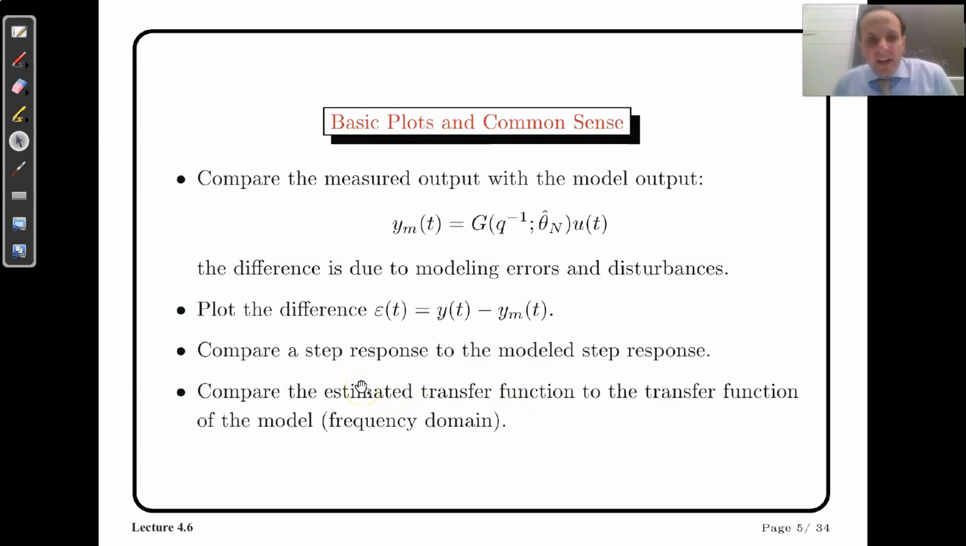Another interesting comparison consists of considering the step response with respect to the non-parametric step response. So you can understand if the dynamics are correctly described. You can go into the frequency domain and compare the estimated transfer function with the transfer function of the model, to compare the frequency response.